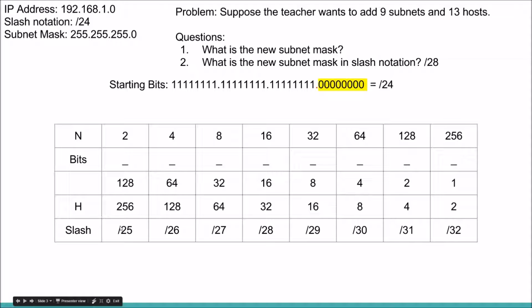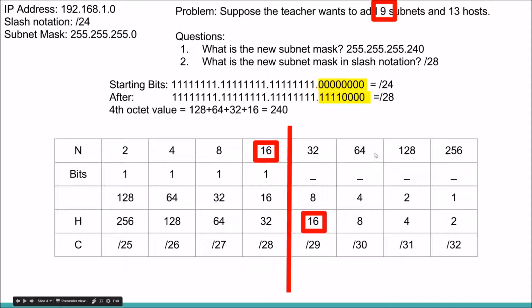Under each individual bit in the 4th octet is what the slash notation would be if we stole up to that particular bit. To get 9 new subnets, we must steal bits from the 4th octet. Since we want 9 new subnets, we look at our table and find where N is greater than or equal to 9 networks. So 16 would be where we would find this value, because 8 isn't greater than or equal to 9 networks. 16 is. So we circle that, and to the right of it we draw a line.